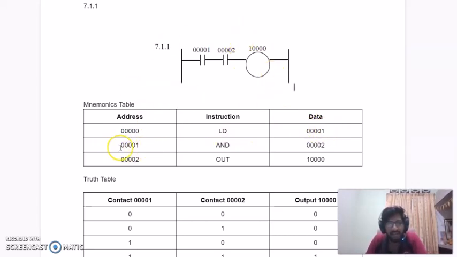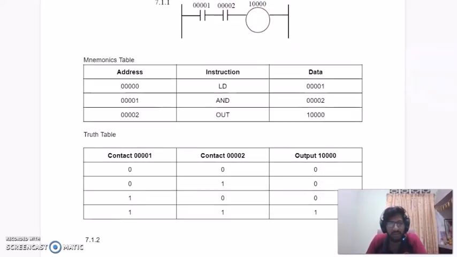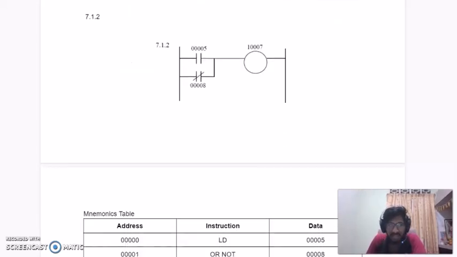Then in address 001, as you can see, this is an AND gate combination of both normally open conditions. In logic gate terms, this is an AND. So we instruct it as an AND gate, and the data is 0002, and finally we will have the output at address 0002. It is called output, and the data is 10000. Then we go for the next one, which is 7.1.2.